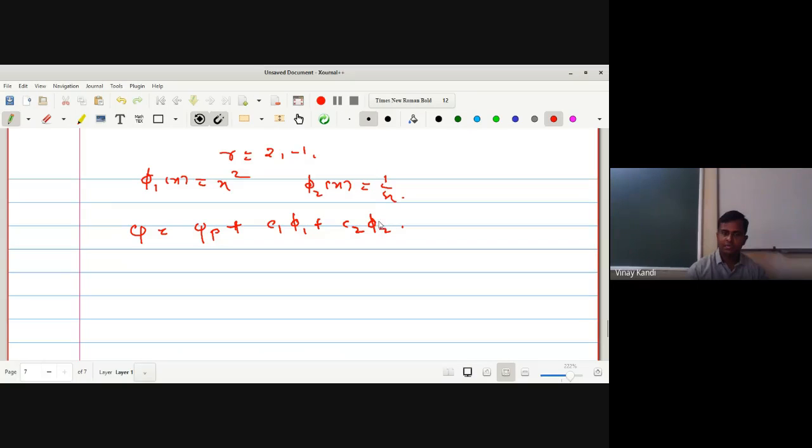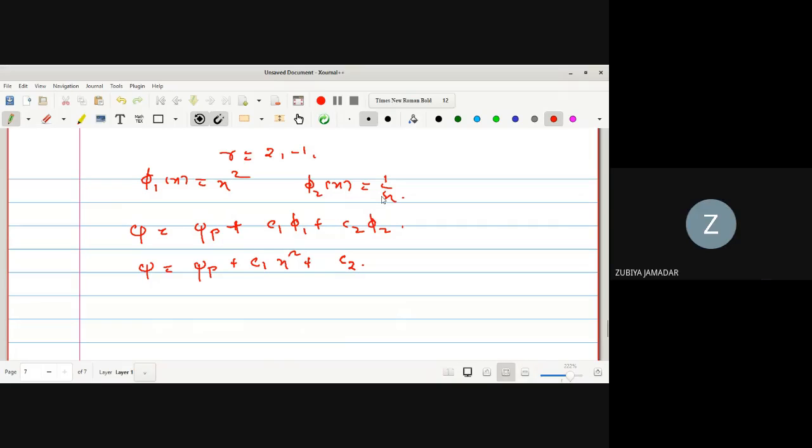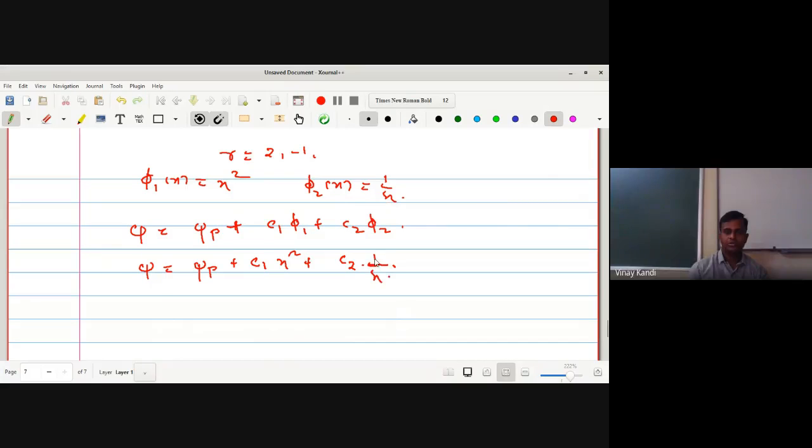The notes I will send, everything will be written properly in them. Okay, so here psi is equal to psi p plus c1 x square plus c2 into phi 2, which is 1 by x. Now we have to find the value of psi p.